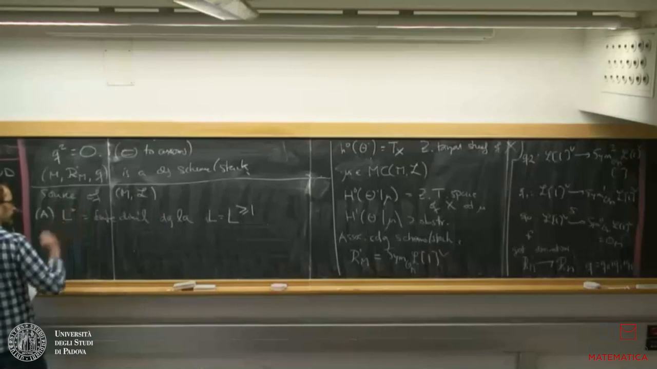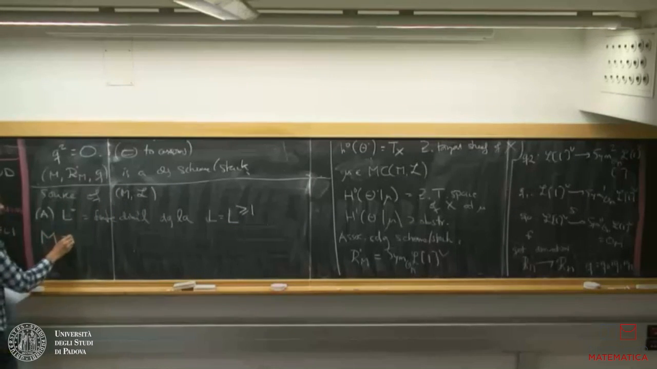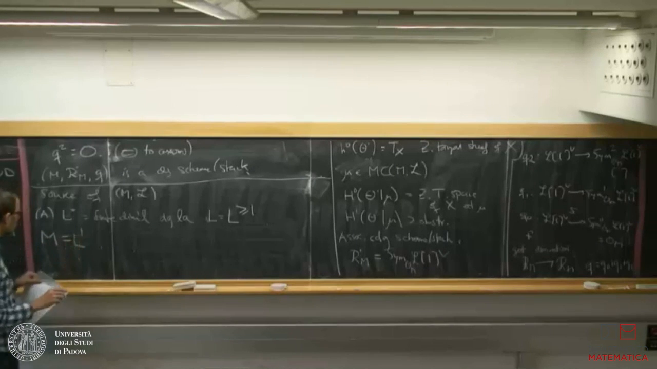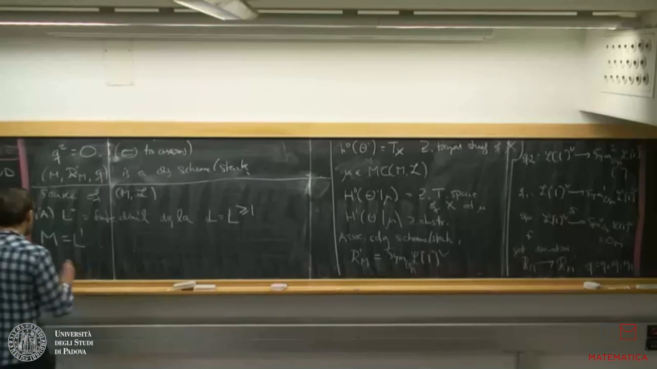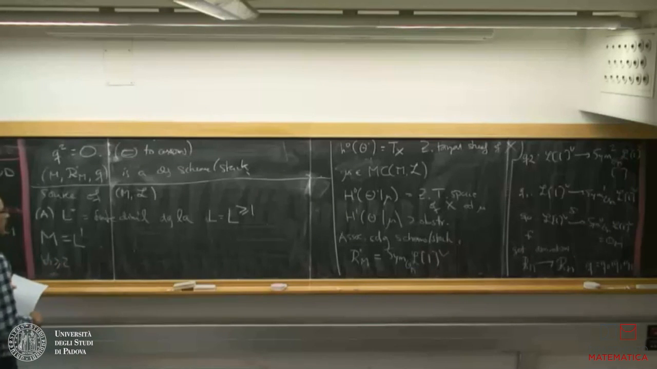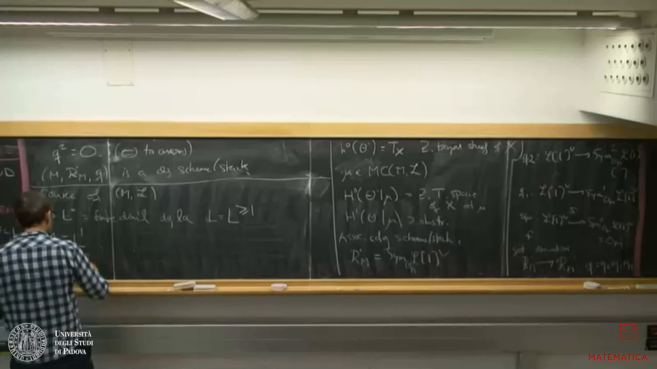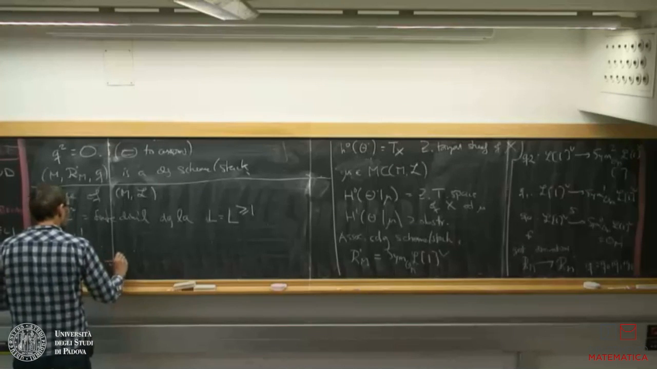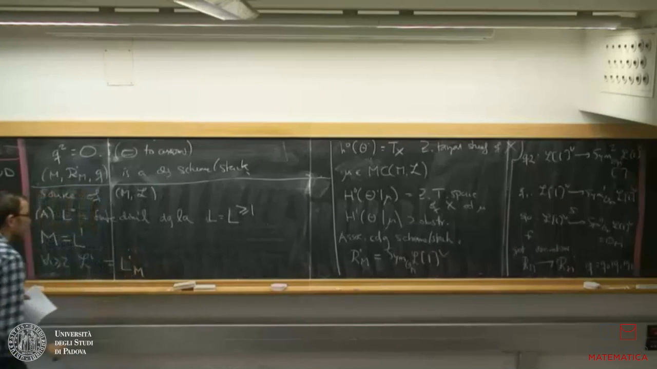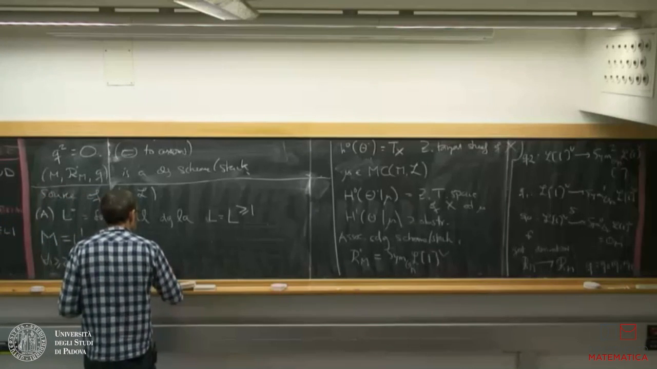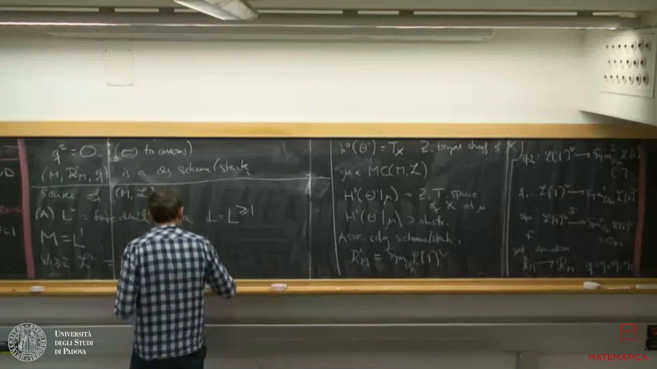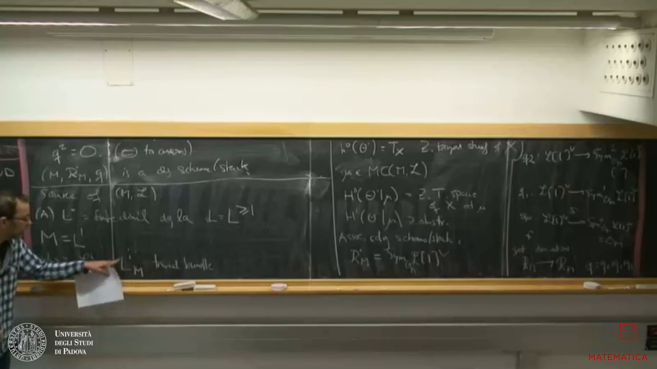So then I take M to be L1. L1 is a finite dimensional vector space, which I just think of as an affine scheme, M. And then for all i at least 2, L1 turns into the base, and the other ones, Li, the bundle over M, is just going to be the trivial bundle with fiber Li. So that's my notation. I take the trivial bundle over the base M with fiber Li.